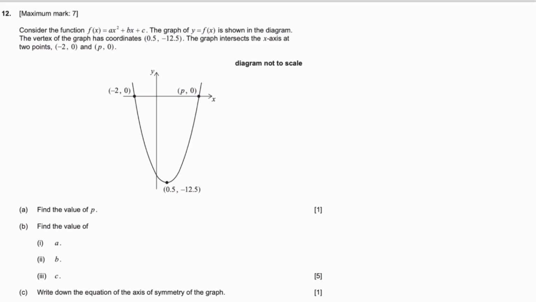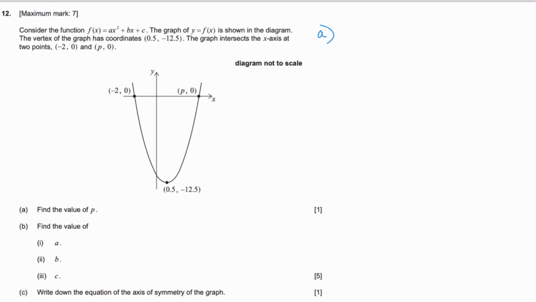For question number 12, we have a quadratic. Consider the function f of x equals ax squared plus bx plus c. The graph of y equals f of x is shown in the diagram. The vertex of the graph has coordinates 0.5, negative 12.5, and the graph intersects the x-axis at the 2 points. Find the value of p.